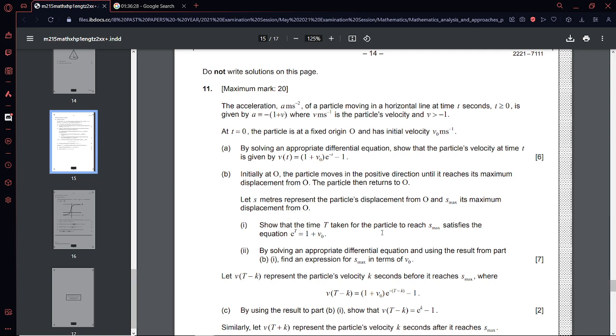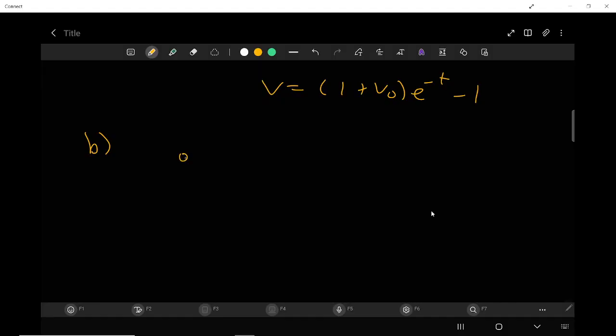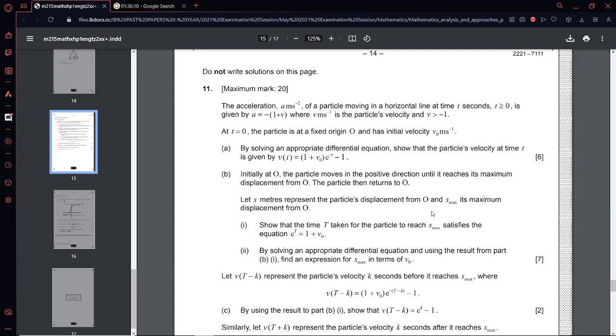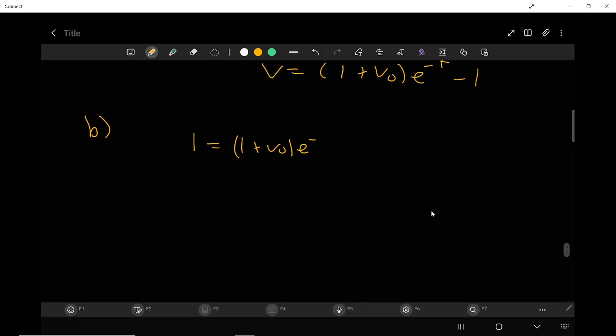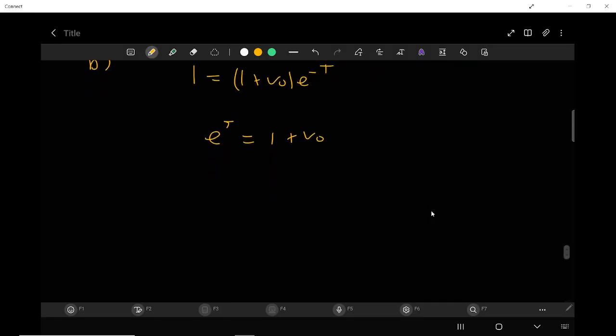I guess if you reach maximum displacement, is that when velocity is zero? Because then if v is zero, that means just rearranging, 1 equals 1 plus v0 times e to the minus t, times e to the t on both sides, and let's just call it t, the new time we're trying to find, equals 1 plus v0. Oh, I got the answer by accident.